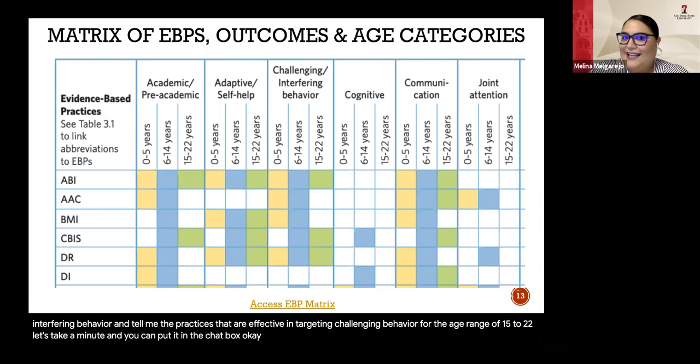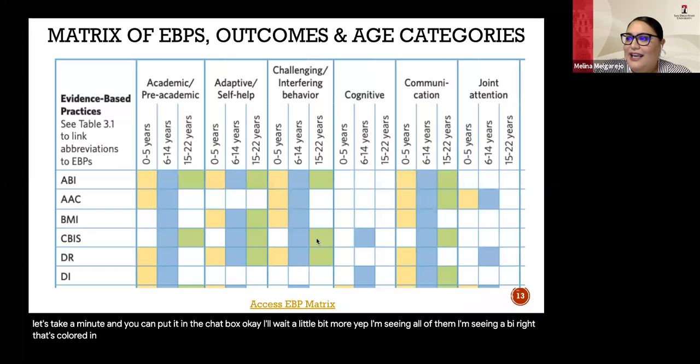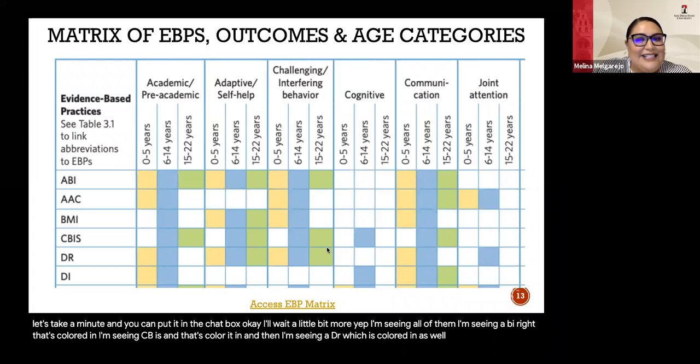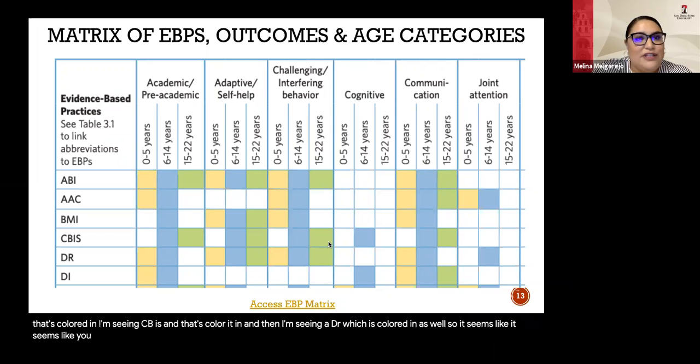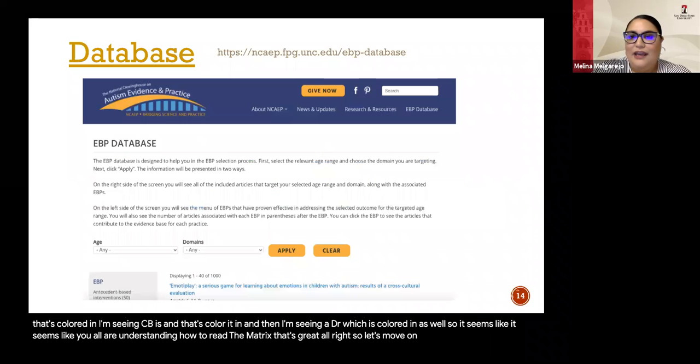Okay, I'll wait a little bit more. Yep, I'm seeing all of them. I'm seeing ABI, right? That's colored in. I'm seeing CBIS, and that's colored in. And then I'm seeing DR, which is colored in as well. So it seems like you all are understanding how to read the matrix. That's great. All right. So let's move on.